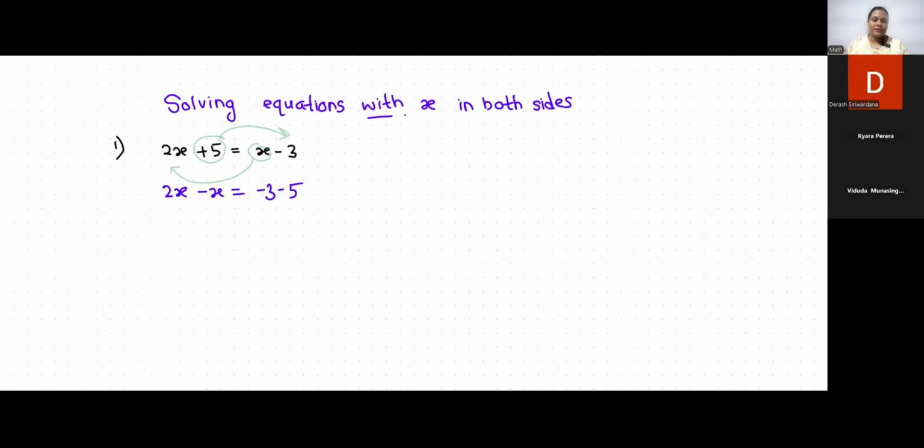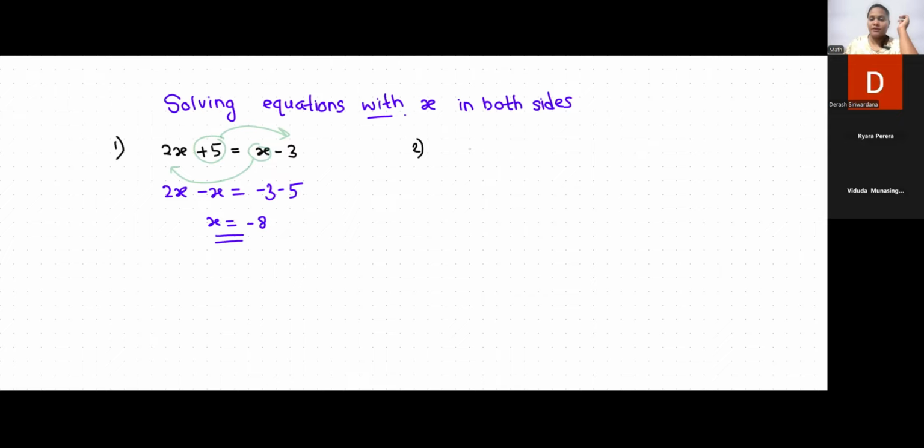Now it's easy. Simplify the like terms. 2x minus x, different signs, subtract them. 2x minus x is like 2 minus 1. 2 minus 1 is 1. x equal, same sign, add the numbers. Minus 3 minus 5, altogether minus 8. x is equal to minus 8.